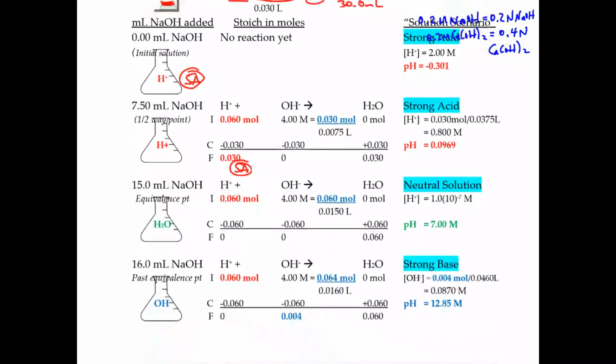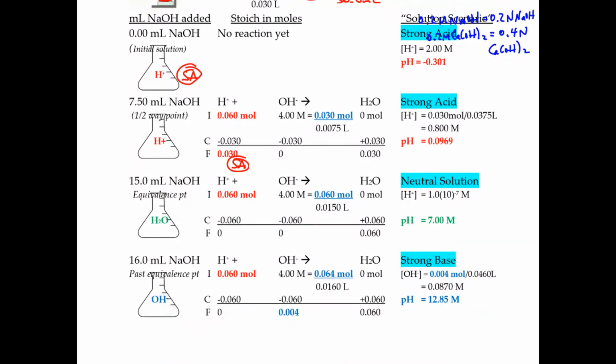Okay, we move on to the equivalence point. That's when I've added exactly my 15 milliliters of NaOH. And when you do the math, you're going to note again that these moles are going to match these moles, so they run out. And all I have is water, and so I just take the negative log of that, 10 to the minus 7th, I get 7.00.